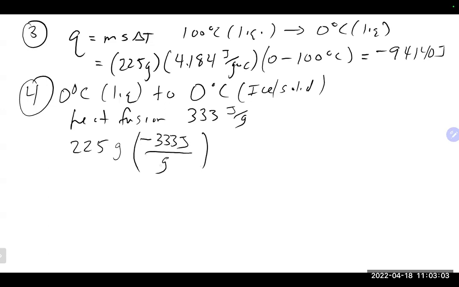Process occurring here gives us 225 times 333. Gives us negative 74,925 joules.